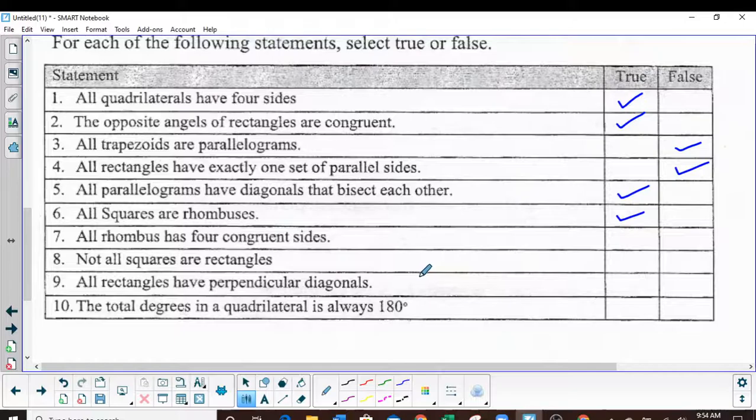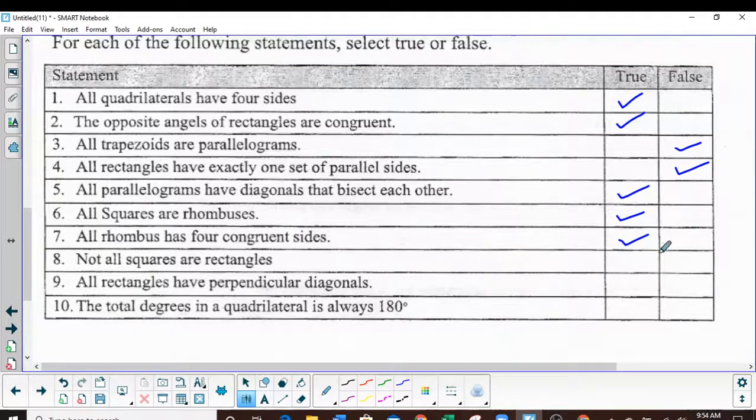Because in order to be a rhombus, all you have to have is two pair of parallel sides and four congruent sides. That's it, and the square matches that. The reason the rhombus is not always a square is because the square has to have four 90-degree angles. So that's the difference there. We'll call that true. All rhombuses have four congruent sides. Yes, they do.